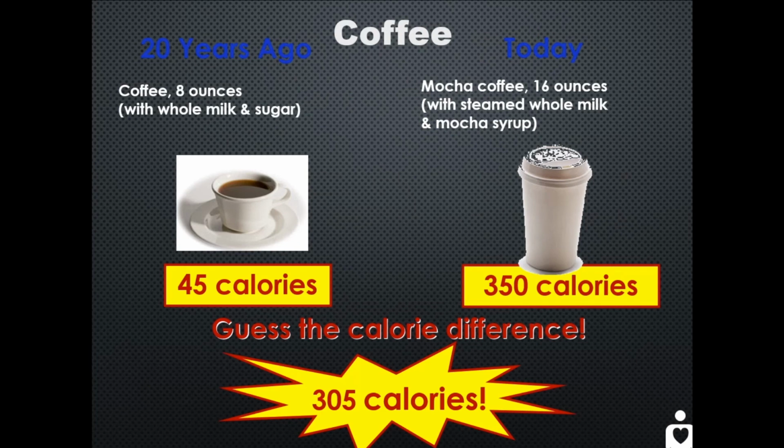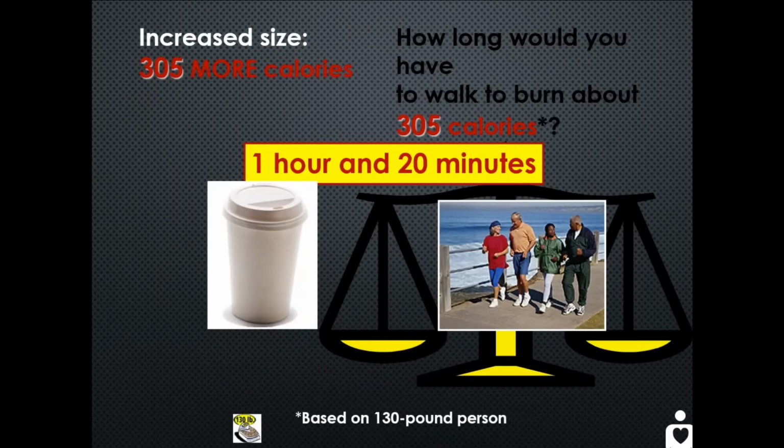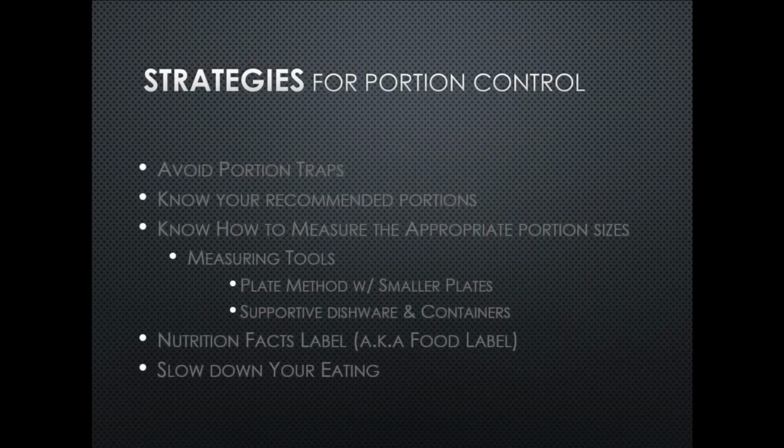Coffee. Look at coffee 20 years ago. 8-ounce cup with whole milk and real sugar was only 45 calories. Today, mocha coffee, 16 ounces with steamed whole milk and mocha syrup, 350 calories. What's the difference? 305 calories. And that's just for coffee. So how long would you have to walk to burn about 305 calories? An hour and 20 minutes. And again, when you're done, you're thirsty again. What do you come in and drink?